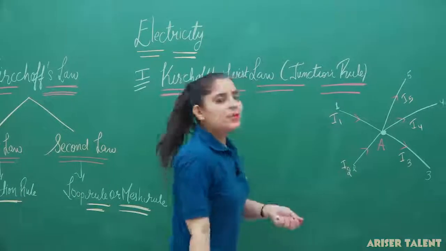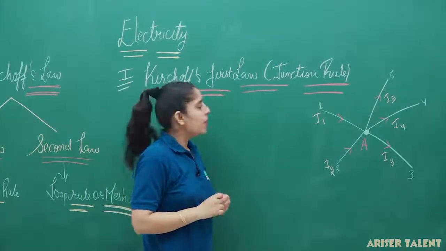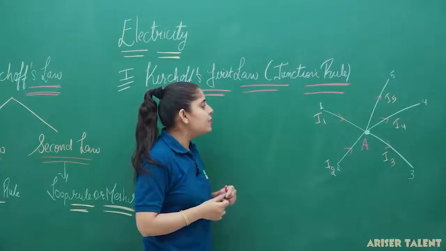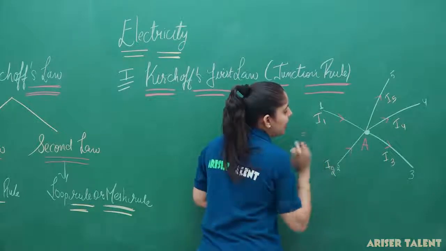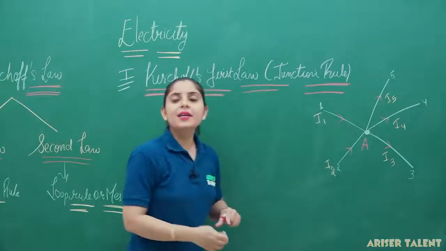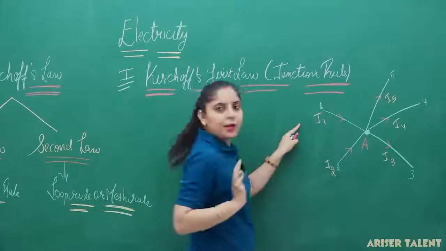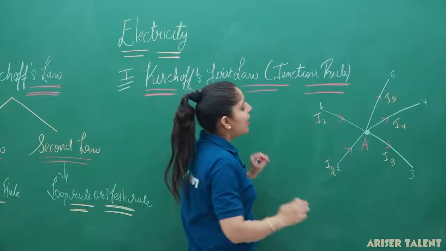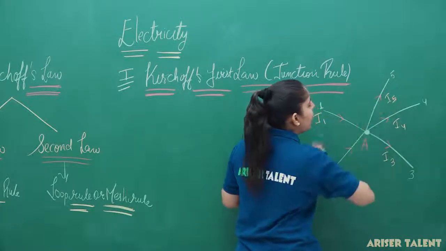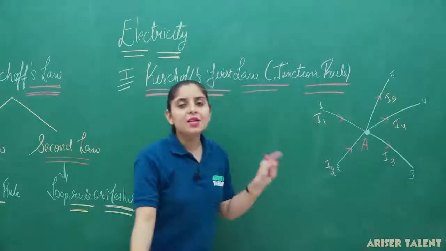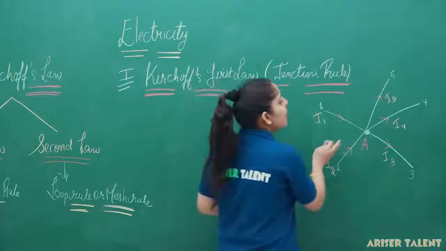Now, from this diagram, you can see that we have considered a junction at a point A. Here at point A, two currents are entering the system. The two currents are I1 and I2. And you can see from this diagram that currents 3, 4 and 5 are leaving the system. So, two currents are entering the system and 3 currents are leaving the system.